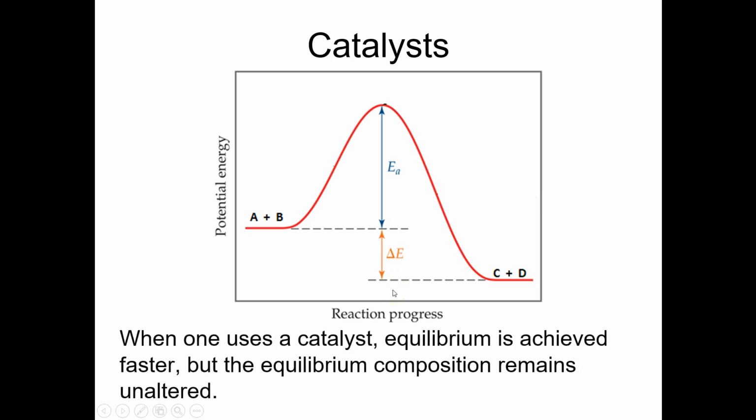And therefore, when you use a catalyst, it will reach equilibrium faster, but once you've reached equilibrium, it's not going to change anything. So in other words, if you add a catalyst to a system at equilibrium, no detectable change will occur. If you add a catalyst to a system that has not reached equilibrium, it will reach equilibrium faster from either direction, because it lowers the activation energy for both the forward and reverse reaction.